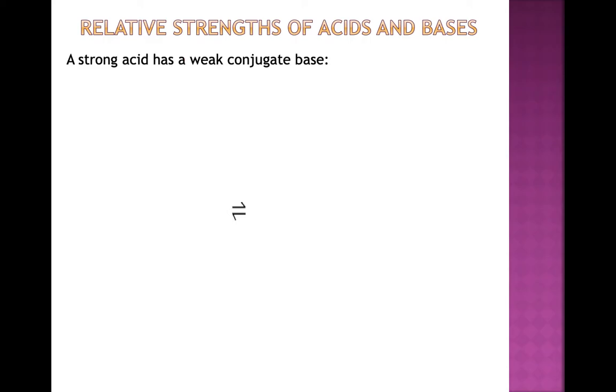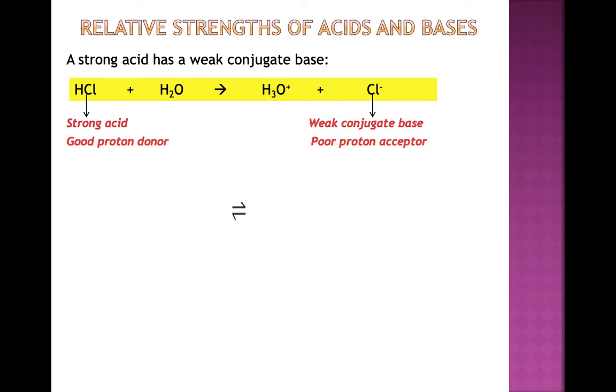Now that brings us on to the idea of relative strengths of acids and bases then. A strong acid will always have a weak conjugate base. For instance, hydrochloric acid there is a strong acid. It's a good proton donor. And what does that mean? It means that its conjugate base, and if you remember, a conjugate base differs from its acid by just one H plus. So if you go over to the other side, the Cl minus is the conjugate base of your hydrochloric acid. It's your HCl less one H plus. But it's always a weak conjugate base, i.e. a poor proton acceptor. And of course, the converse is also true.